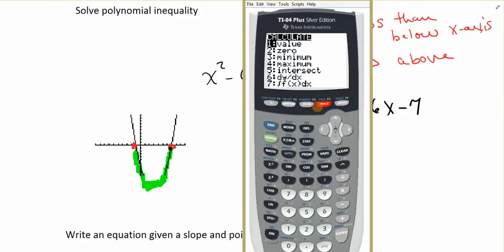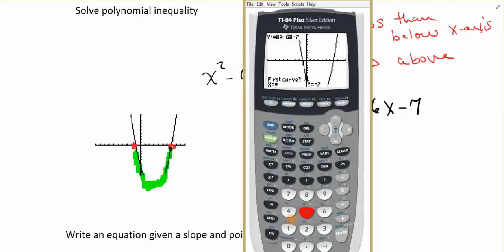Is everybody doing that with me? Second calc, you get that menu. We want to choose intersect number 5. And we want to hit enter 3 times. 1, 2, 3.